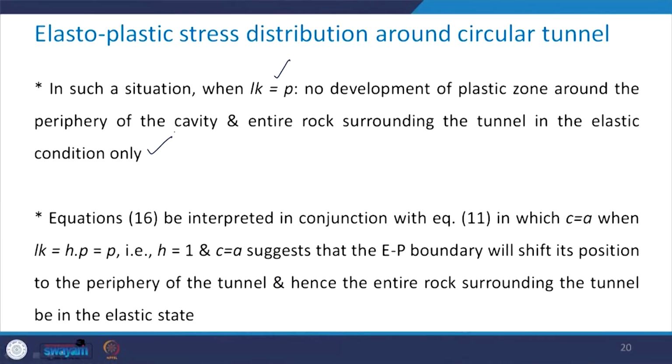This equation 16 can be interpreted in conjunction with equation 11, in which C will be equal to A when this kappa becomes equal to P, that is for h equal to 1 and C equal to A. This suggests that the elasto-plastic boundary will shift its position to the periphery of the tunnel, and hence the entire rock which is surrounding the tunnel will be in the elastic state.